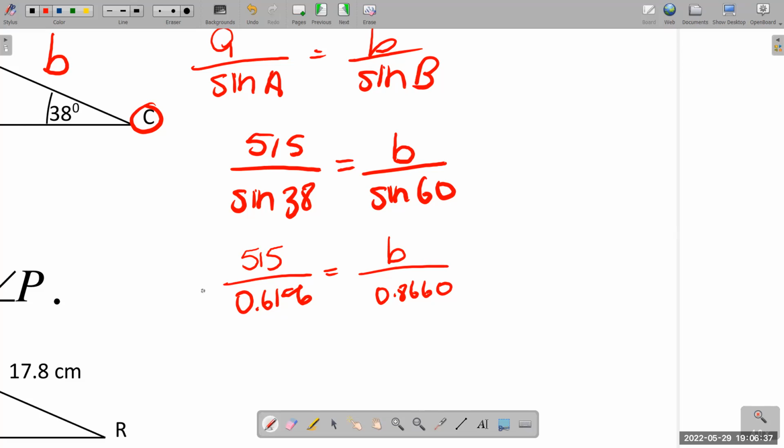515 divided by 0.6... What did I just write? What is this supposed to be? You see, you've got to write properly in general. 0.6156. Thank you. So what is our answer when we divide those two things?